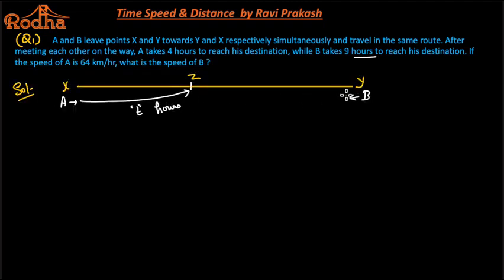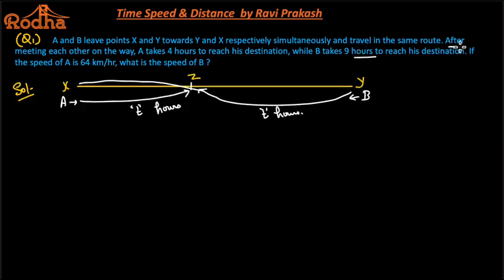And again, this is B also taking T hours, ठीक है? To reach this point. After reaching here, now B is continuing his path. Let's say B is coming here, and B takes 9 hours to reach the destination.